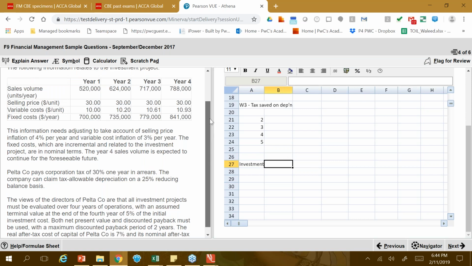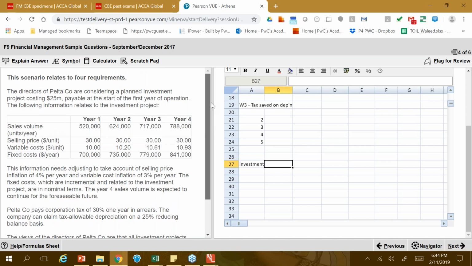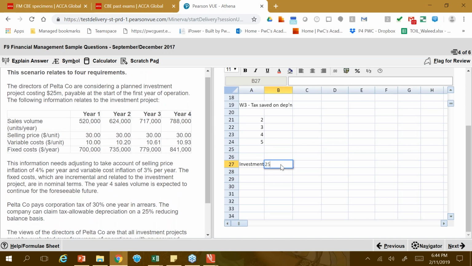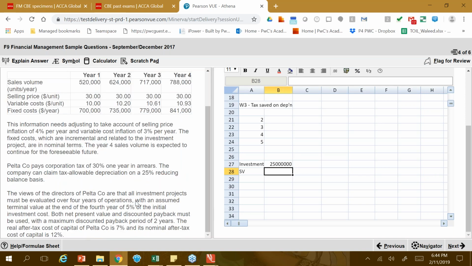It is $25 million. So $25 million is the investment. And we have got our scrap value, which said in this question here that the assumed terminal value of the scrap value at the end of the 4th year is 5% of initial investment cost. So scrap value is 5% of initial investment. So I'll take the B27 and simply take 5% of it.